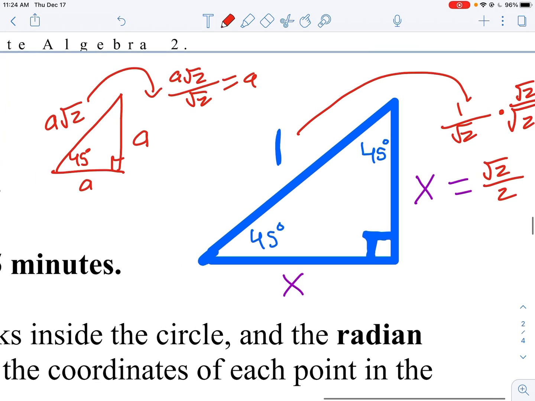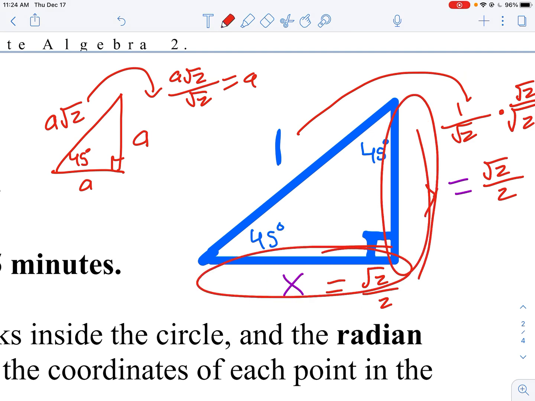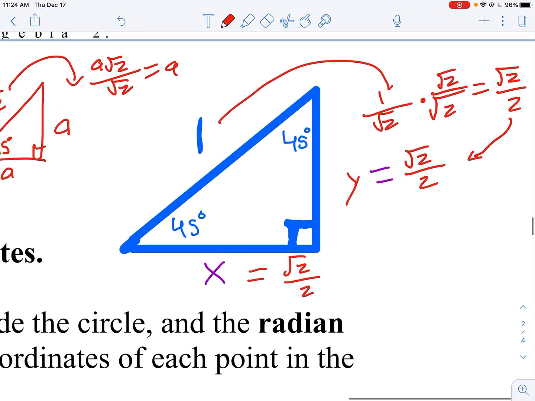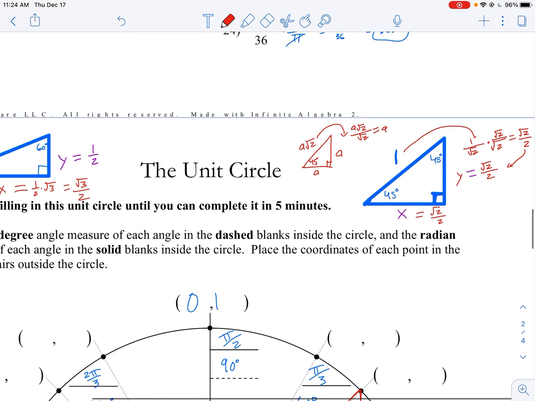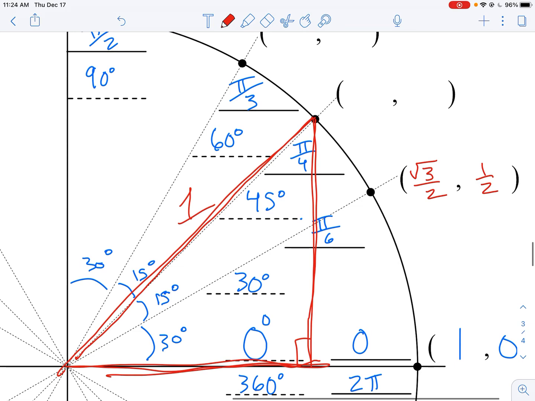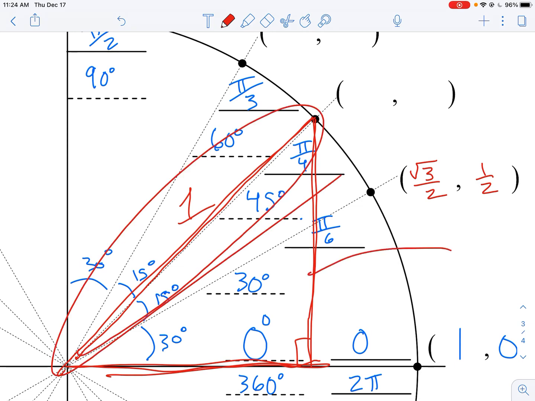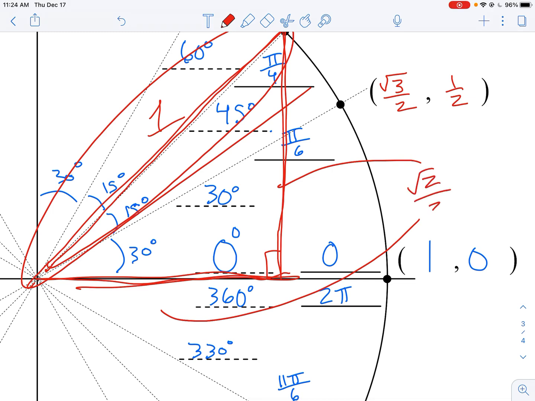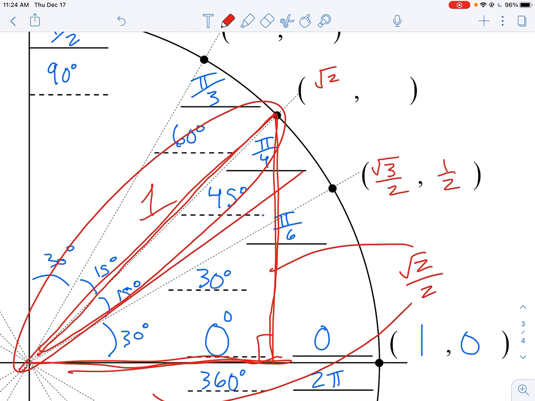And since it's a 45-45-90 triangle, these two legs are the same distance. And so I can come here and say this is the square root of 2 over 2. And I'm actually going to rename this guy over here y, because x and y are on our coordinate axis there. And I found out that if the hypotenuse is 1, the legs are both going to be the square root of 2 over 2. So now that I know that, I can come back to my unit circle. If this is 1, then these sides here are going to both be the square root of 2 over 2. And I can fill in my coordinate here, root 2 over 2, root 2 over 2.